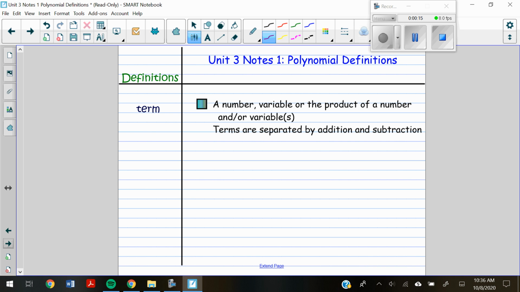All right, a term is a number, a variable, or a product of a number and/or variables. Terms are separated by addition and subtraction. So a term can be simple, such as x. It could be a little bit more involved, like 2x to the third, or it could be even longer, like negative 4x squared y to the third z to the negative 7th. That is one complete term because it's not being separated by addition or subtraction. It's only multiplication. So pause so you can write those down.